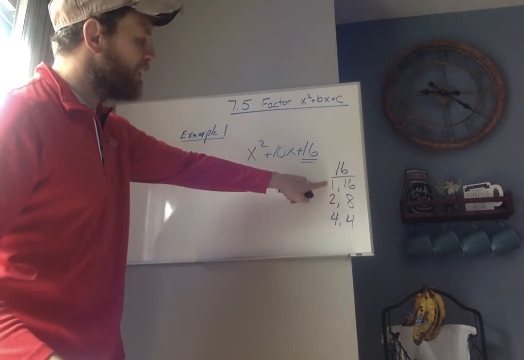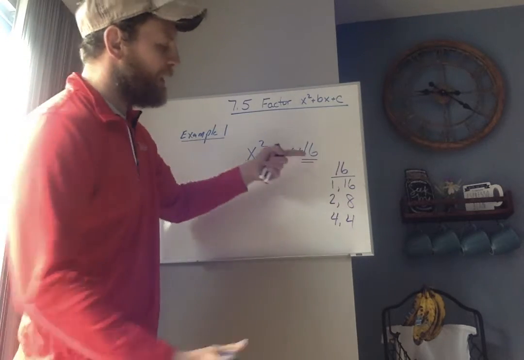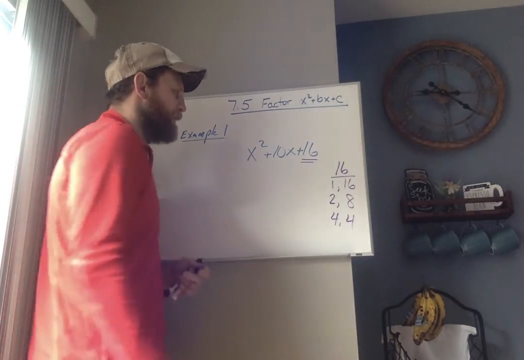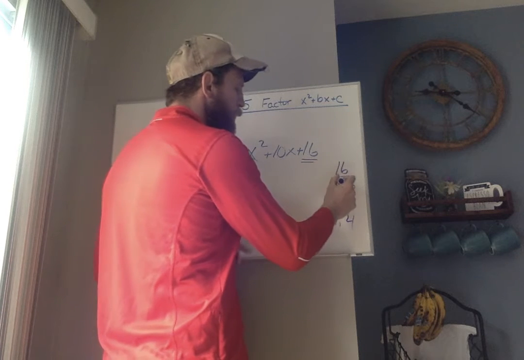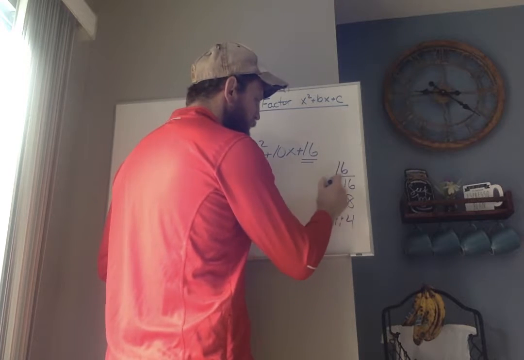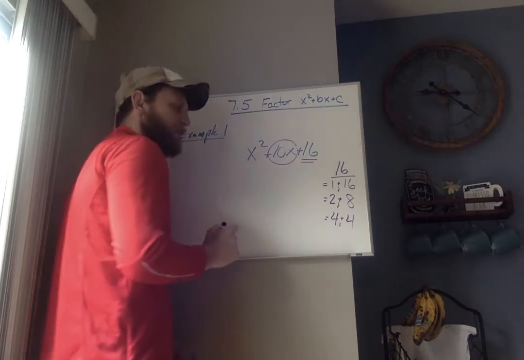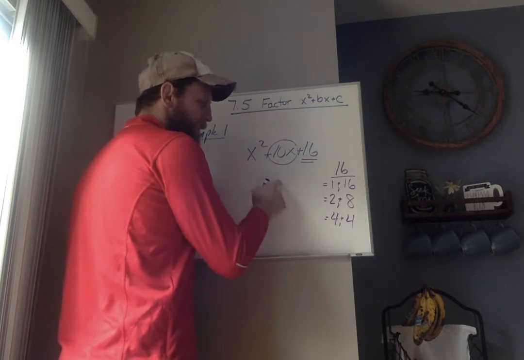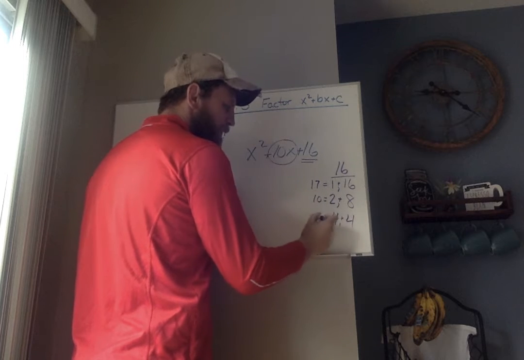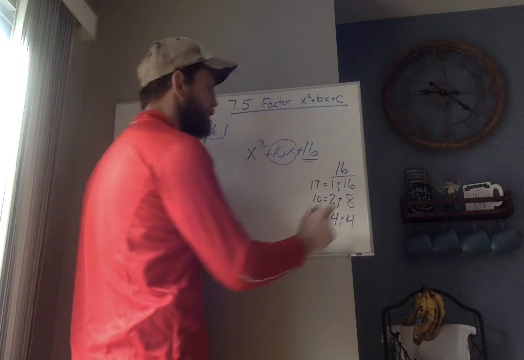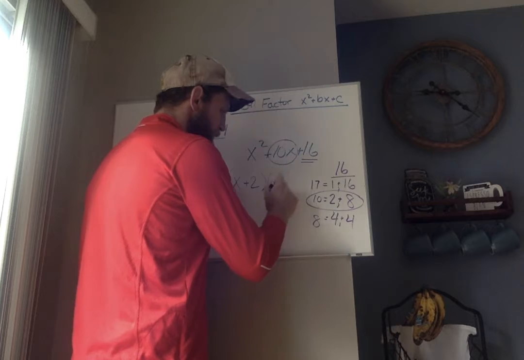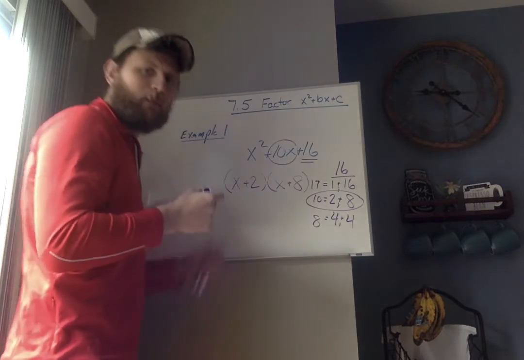How do I know when to stop? Well, look, as this side goes up, this side goes down, and when they pass each other, I can stop. So now that I have the factors of 16, I'm looking for which pair of factors give me 10. So which one of these, when I add them, give me 10? Well, 1 and 16 is 17. 2 and 8 is 10. 4 and 4 is 8. So which one of these gives me 10? Yep, this one. So it's going to be x plus 2 times x plus 8. And I can always check my work by distributing that out.